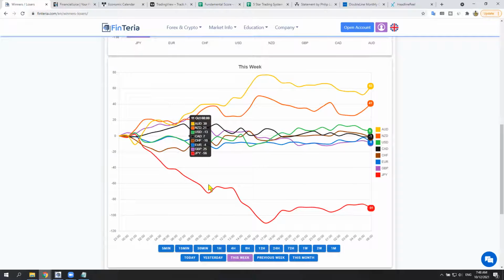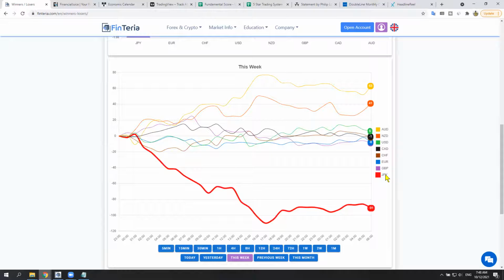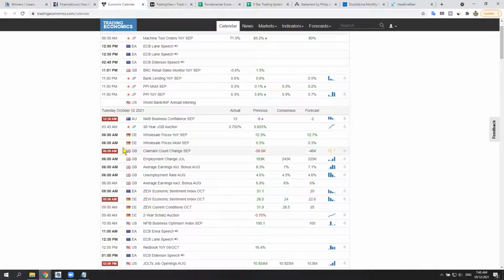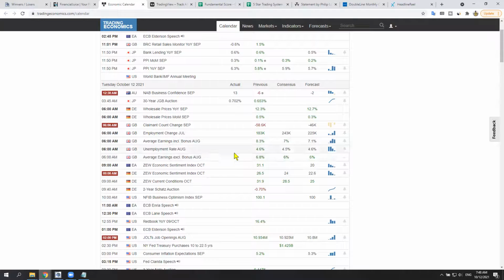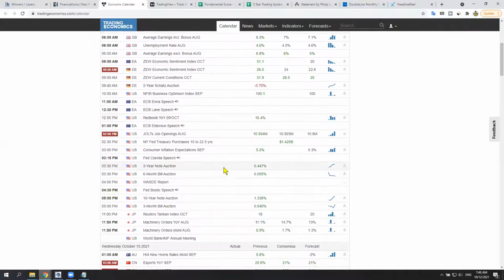And another currency which is really separated from others, and you see it clearly on the screen, is the Japanese yen, which fell around 1% starting from the beginning of this week. So today we have some news, especially coming from the UK. This data is going to be particularly important for the pound because there's unemployment data and average wage inflation, which is also very important, and also from Europe, the ZEW economic indicator. So not so much important news coming from the US, a few speeches from Fed members.